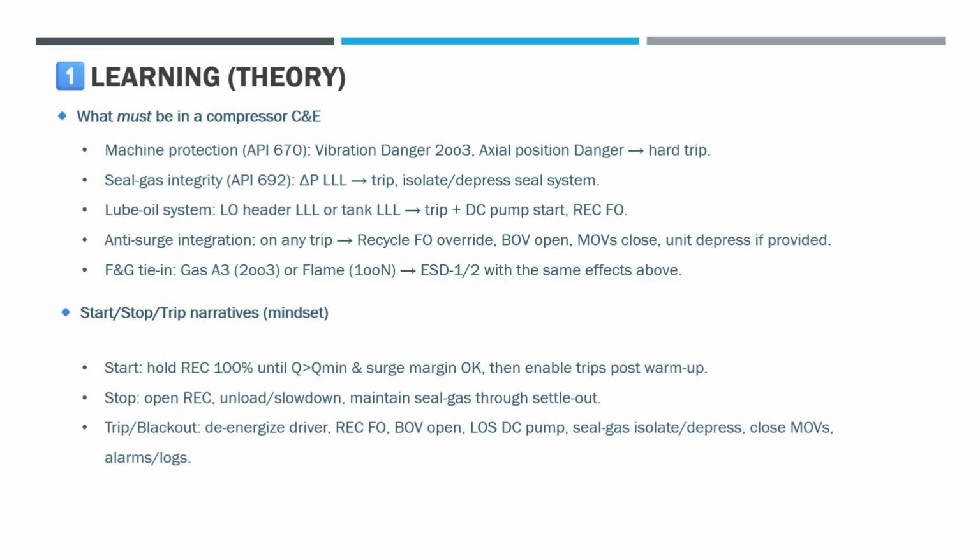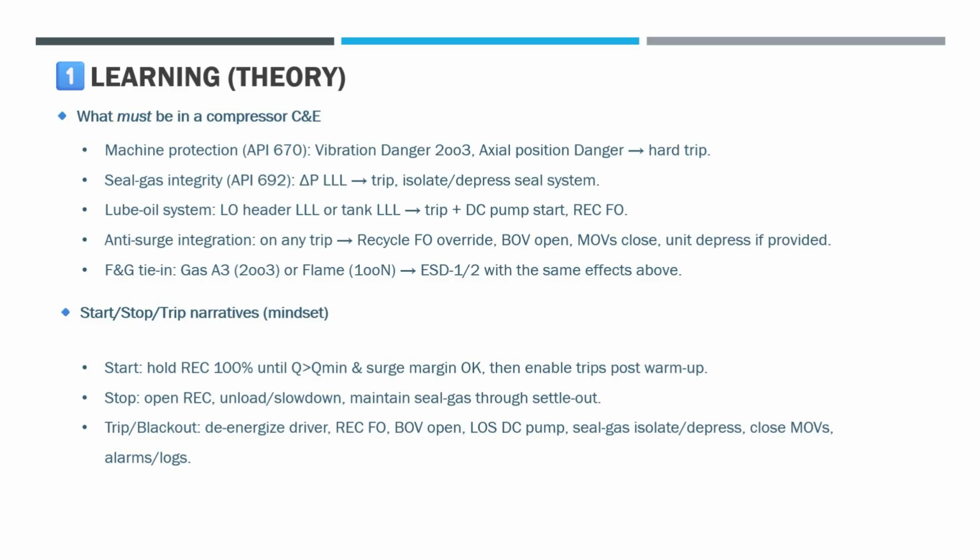Learning theory. What must be in a compressor cause and effect? Machine protection per API 670: vibration danger on 2oo3 voting, axial position danger, both leading to a hard trip. Seal gas integrity per API 692: differential pressure low triggers a trip and seal system isolate plus depress.